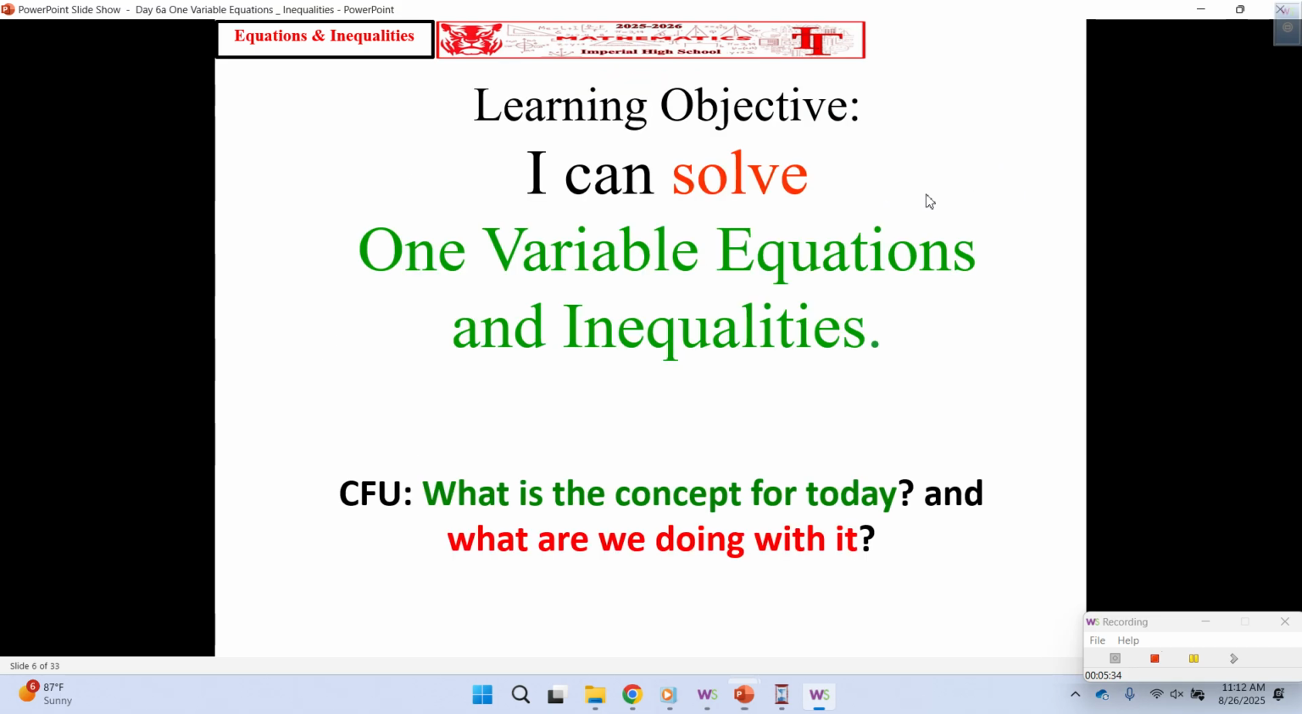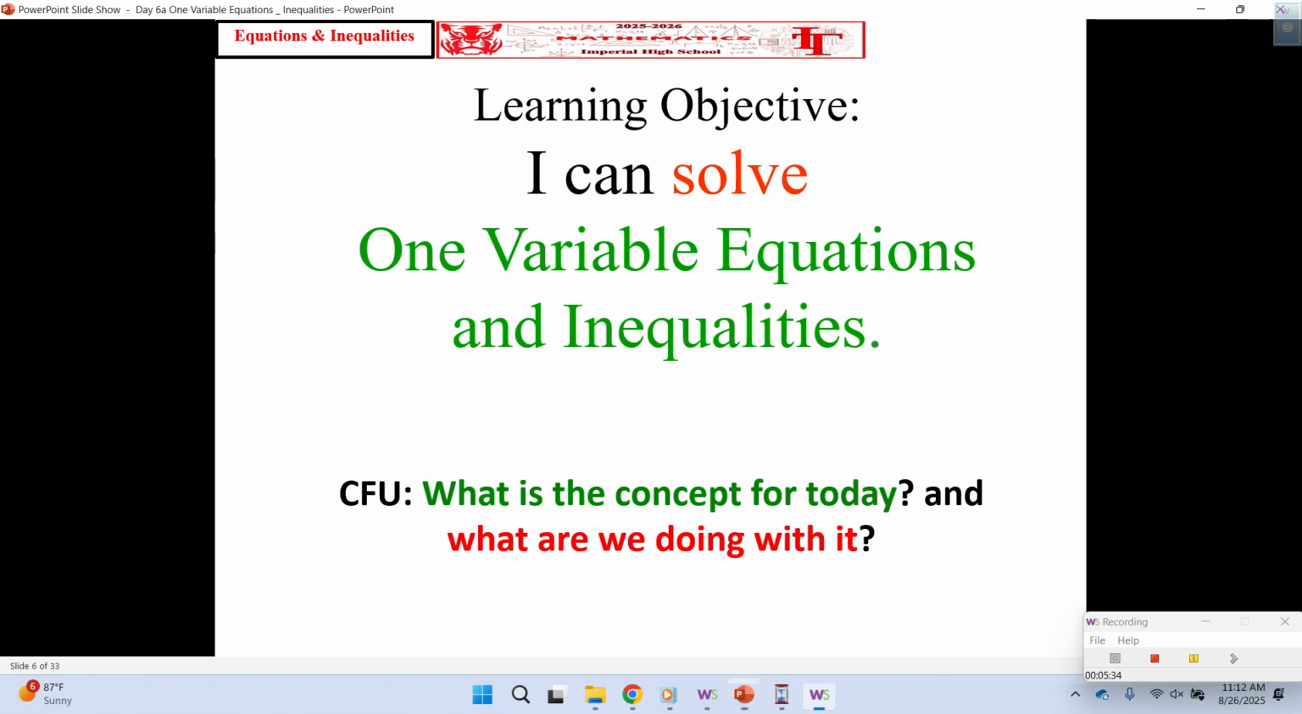So, get a Cornell note going, please. You do need a Frayer model. And it reads, I can solve one variable equations and inequalities. As I mentioned before, right now we're in the middle of a review. I'm trying to bring back some of your long-term memory to the front because you're going to need this. But today specifically, we're going to focus on one variable equations and inequalities.